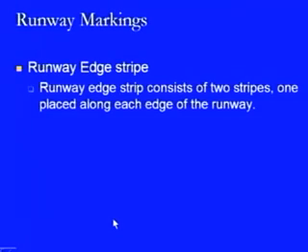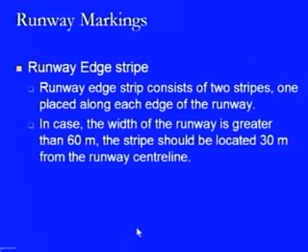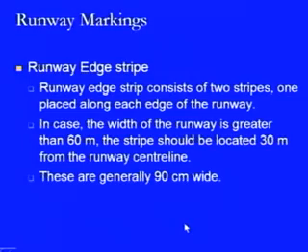Now, we look at another runway marking, that is the edge strip marking, which defines the ends of the runway strips on the 2 sides of the center line marking. This runway edge strip consists basically of two strips. One is placed along each edge of the runway, and it is continuous in nature. In this case, if the width of the runway is greater than 60 meters, then the strip is located 30 meters from the runway center line. So, that is the way it is provided. Generally, these are 90 centimeter wide, which is the most general width used for the strips.